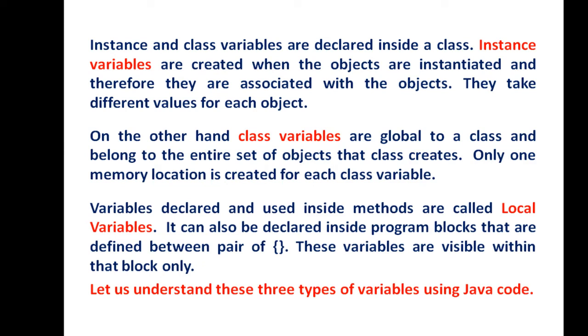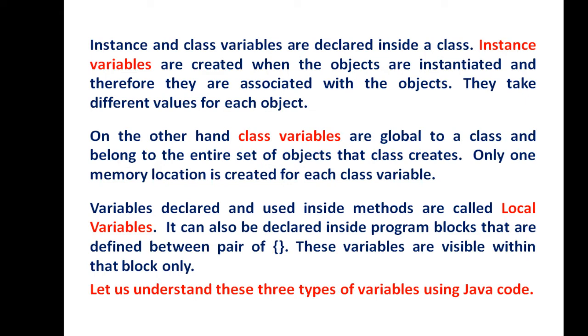Instance and class variables are declared inside a class, that is, within the class wrapper. Instance variables are created when the objects are instantiated and therefore they are associated with the objects. They take different values for each object. On the other hand, class variables are global to a class and belong to the entire set of objects that class creates. Only one memory location is created for each class variable.